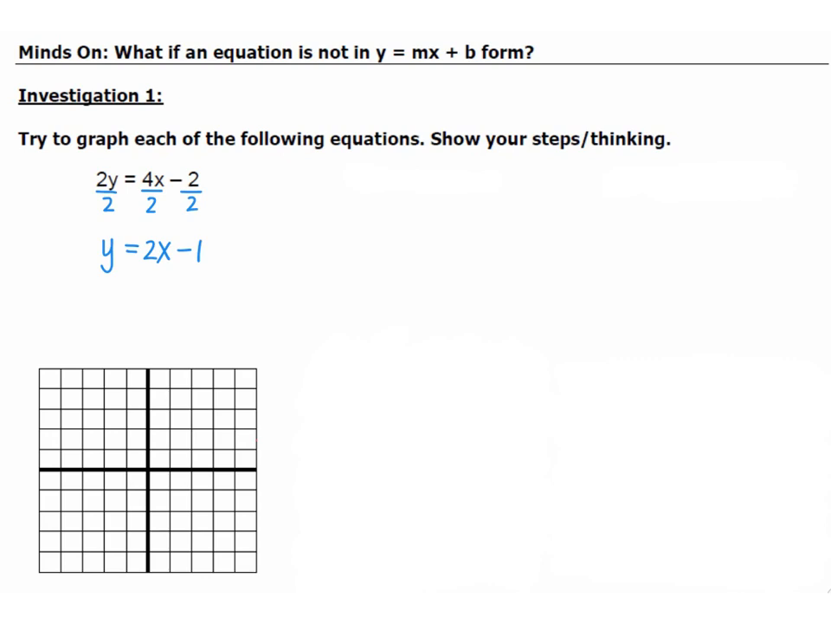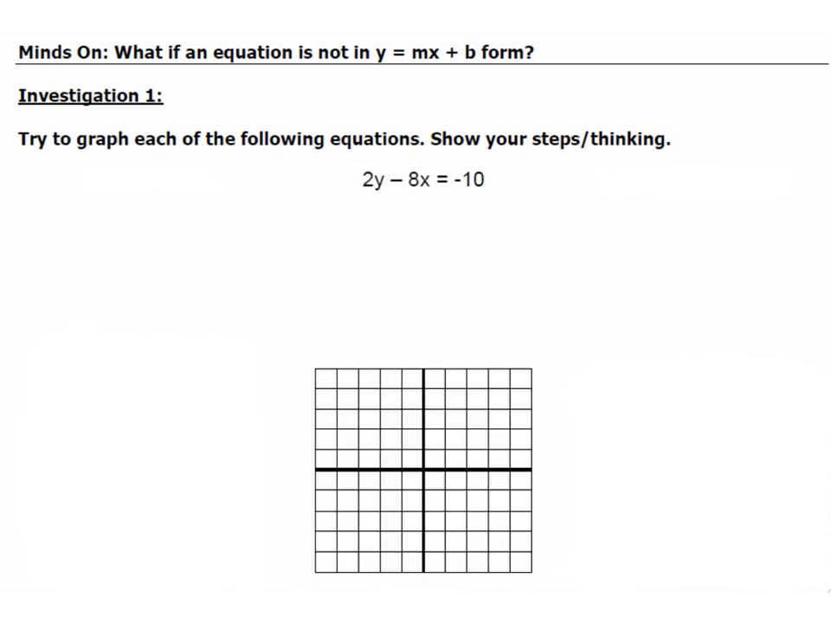We'll start at -1 on the y-axis because that's the y-intercept, and we will count up 2 for the rise and over 1 for the run. We can continue this count of up 2 over 1 until we run out of space on our grid. And then we can put a line through the points and put arrows on either end.